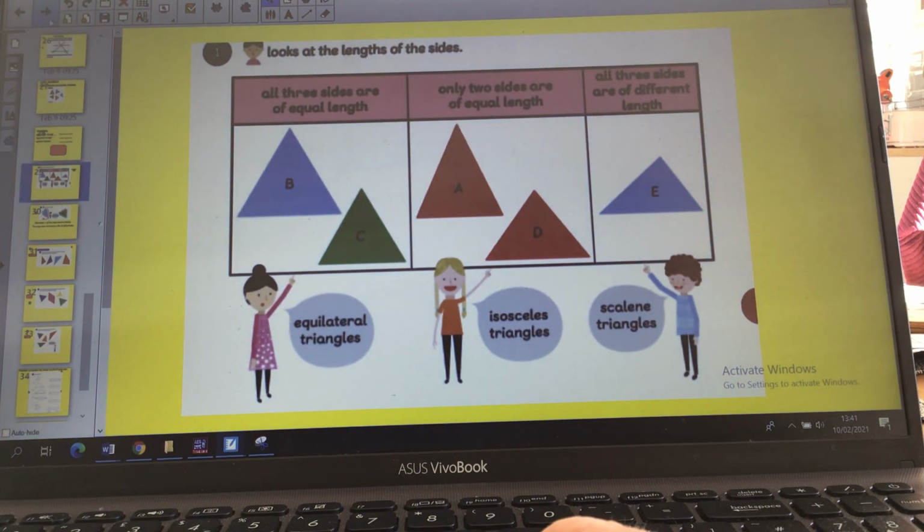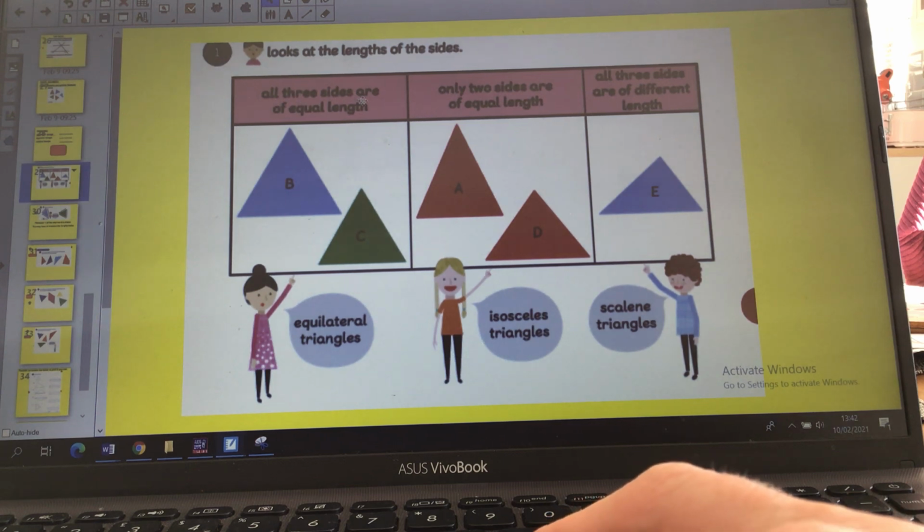Okay, so this little girl looks at the lengths of the sides, and what you're going to need to do today is you're going to need to measure some of the lengths of the sides. So I'm really hoping you can get access to a little ruler or something at home. If you can't get access to a ruler, you could always use a piece of string and just measure the length of the sides of the triangles and mark it off that way, okay? But I'm hoping you've got access to a ruler or a tape measure.